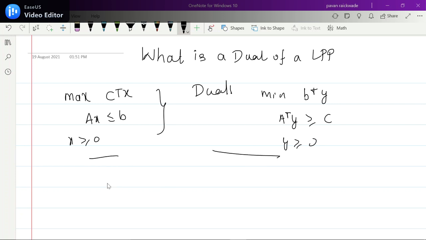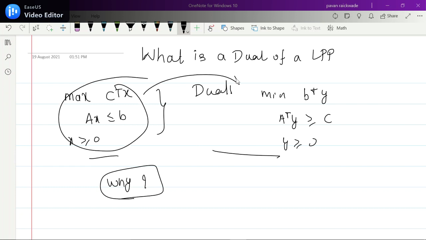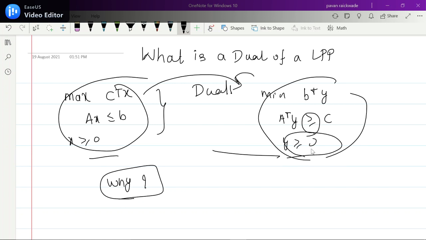But in this video, we are going to answer the question why. Why only this type of primal converts into this type of dual? Why is there no less equal sign here? Why are the constraint variables y greater equal 0? What is the actual meaning of the dual? Why do we do things in this way only? So let's get started.